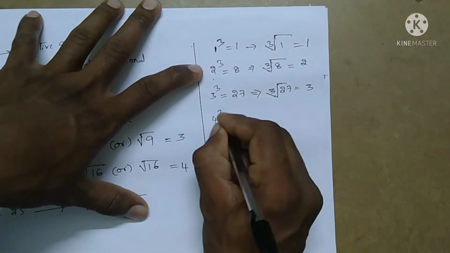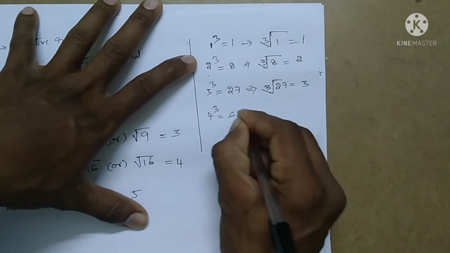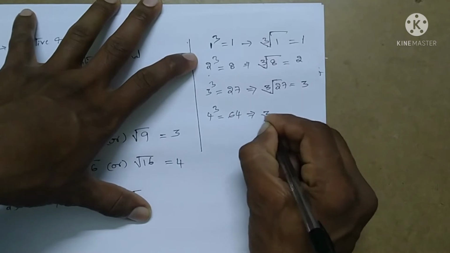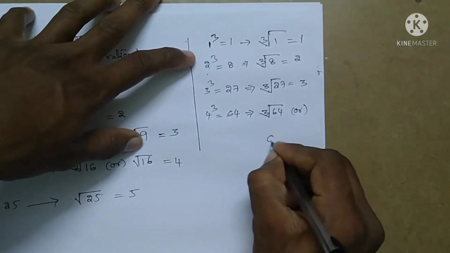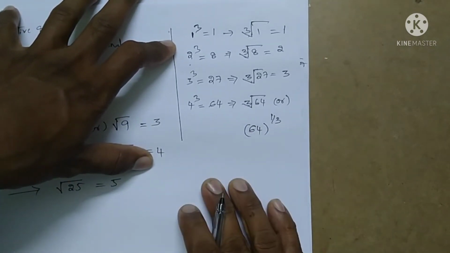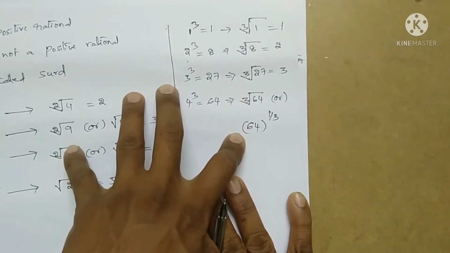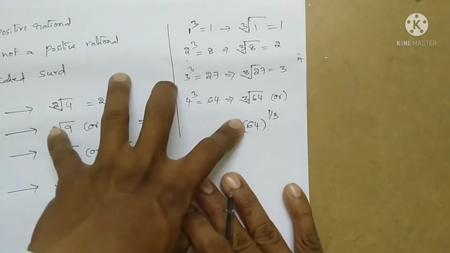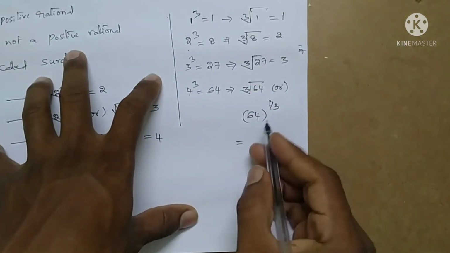Next one, 4 cube, 4 4s are 16, 16 4s are 64. So third root of 64, or 64 to the power of 1 by 3. This is called surd form. This is called exponential form. So third root of 64, result is 4, right?